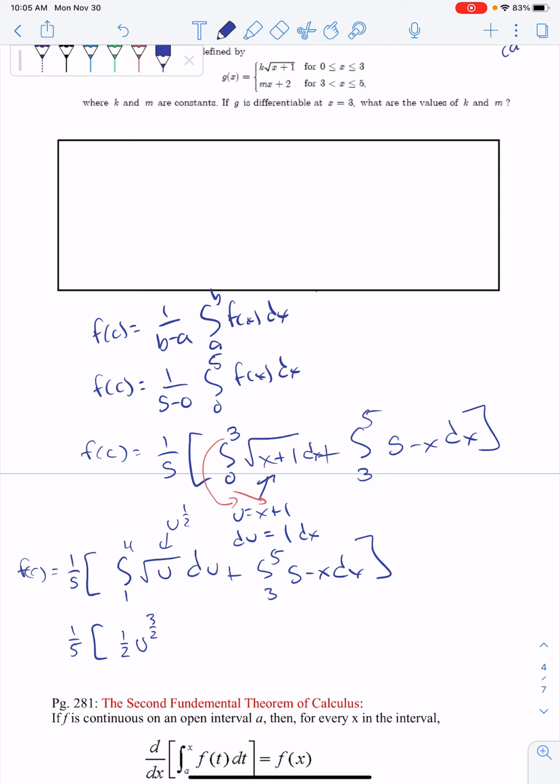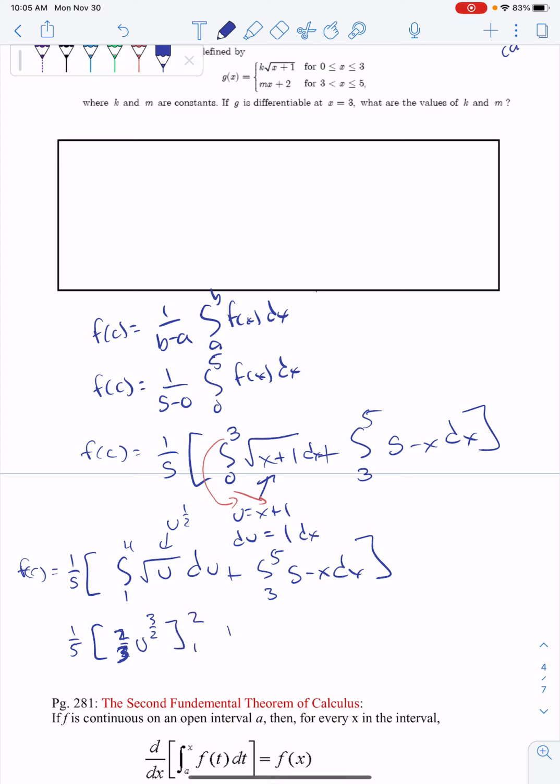Nope, 2/3. What am I doing? 2/3 u to the 3/2, because we've got to add 1, so that makes this 3/2. So I times by 3/2. But then I've got to integrate that. I've got to do that from 1 to 4.